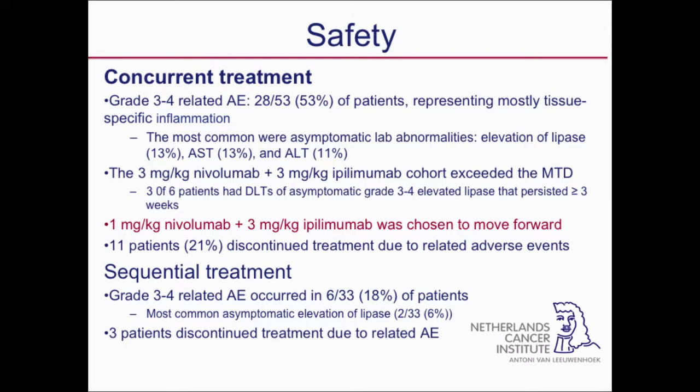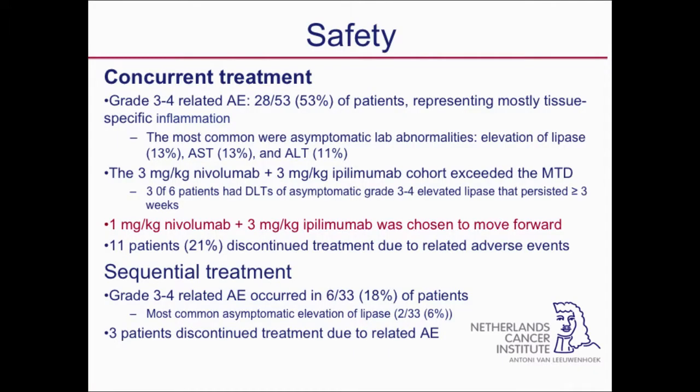So concurrent treatment was feasible, although grade 3 to 4 related adverse events were seen in a large proportion of patients, mostly representing a tissue-specific inflammation. And in fact, that is also what you expect in these patients. The most common, though, were asymptomatic laboratory abnormalities, so elevation in lipase, AST, and ALT.